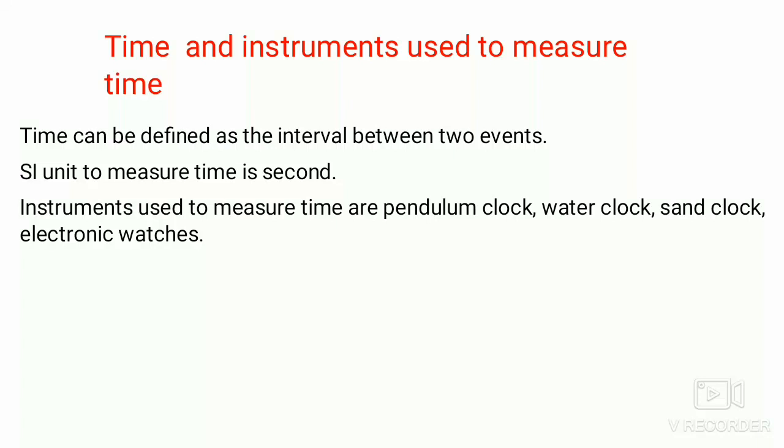The bigger units of time are minute, hour, day, month and year. 1 minute is equal to 60 seconds. 1 hour is equal to 60 minutes. One mean solar day contains 24 hours. 1 year has 365 1/4 days.